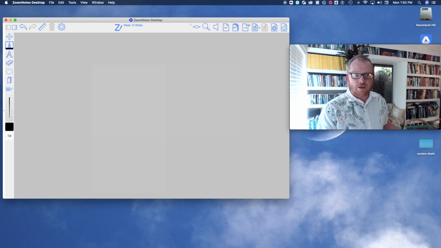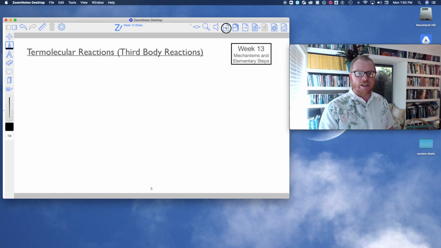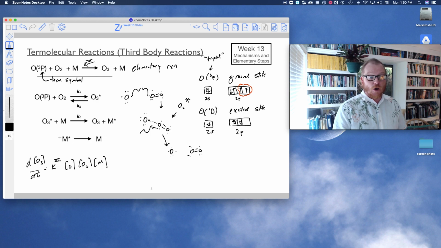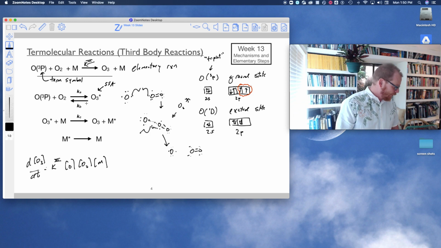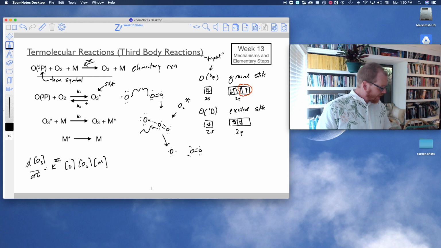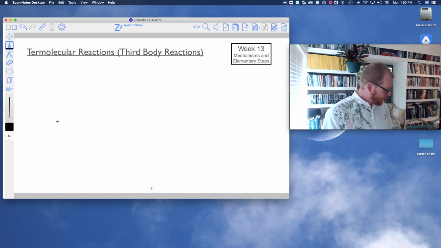Okay, so let's go for it. Let's put together this mechanism. I needed the reaction on this page as well. So I'm going to analyze this whole mechanism and do the steady state approximation on O3 star, because that is our unstable intermediate. I was just going to write the results, so I don't have the reaction written down up here, but actually, let's go ahead and do it.